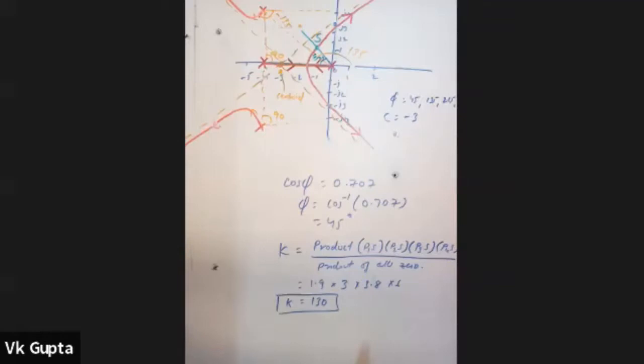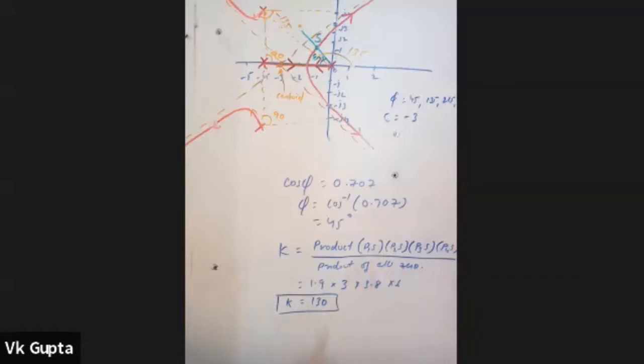Very simple. Sir, I have a doubt. If we don't have any zeros, we have to take the product of zeros as 1 in the denominator? Exactly. Okay, sir. If you have any one zero, then measure the distance between the zero and S and then divide by it. So the product of poles divided by the product of all open loop zeros.